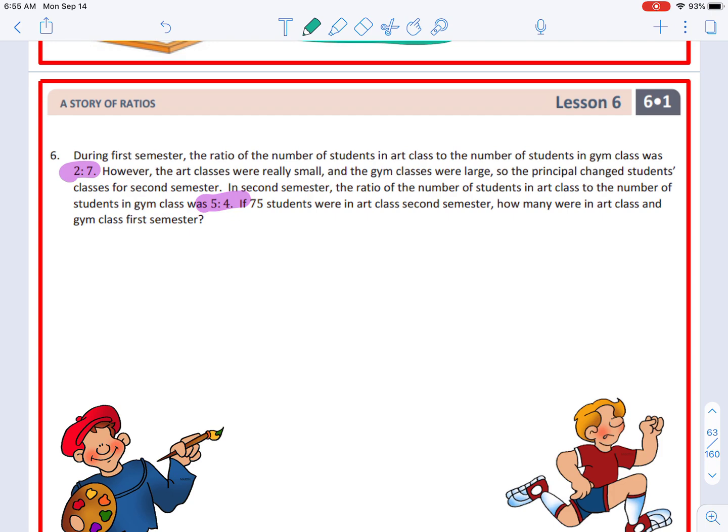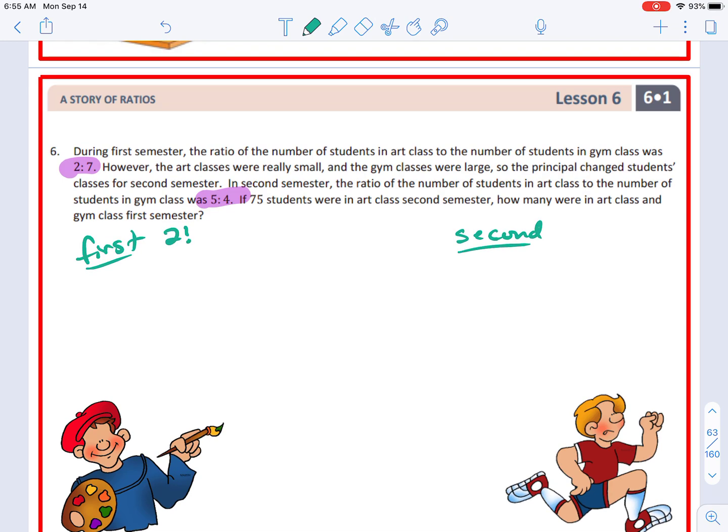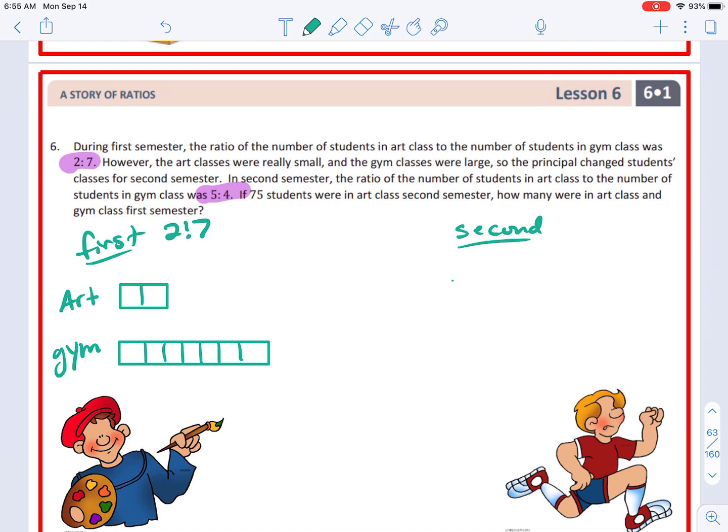So first, this is first semester. This is second semester. 2 to 7 was our first ratio, and that was art class to gym. So I'm going to make a tape diagram. 2 units to 7. And then in the second semester, it was 5 to 4. More people joined art.